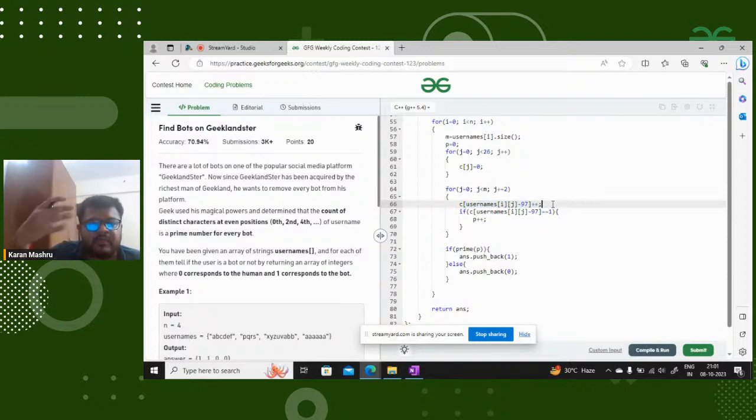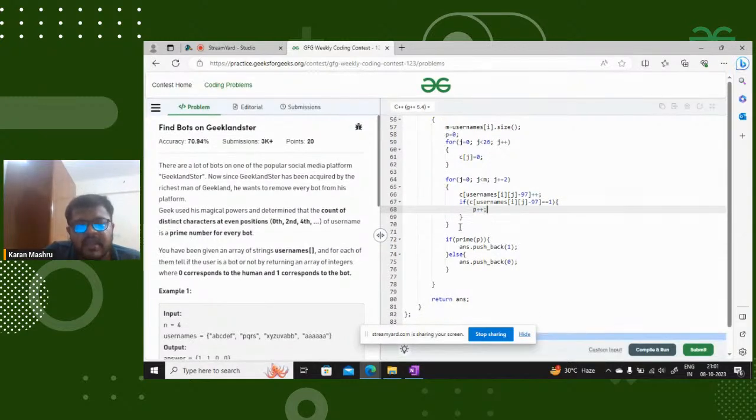So the count of A, B, C, any character will increase. If the count is 1, it means this character is encountered for the first time. It means it is a unique character. It was not encountered before. So I will increment the count of unique characters. So I will say P plus plus. Then I will call a function prime of P.